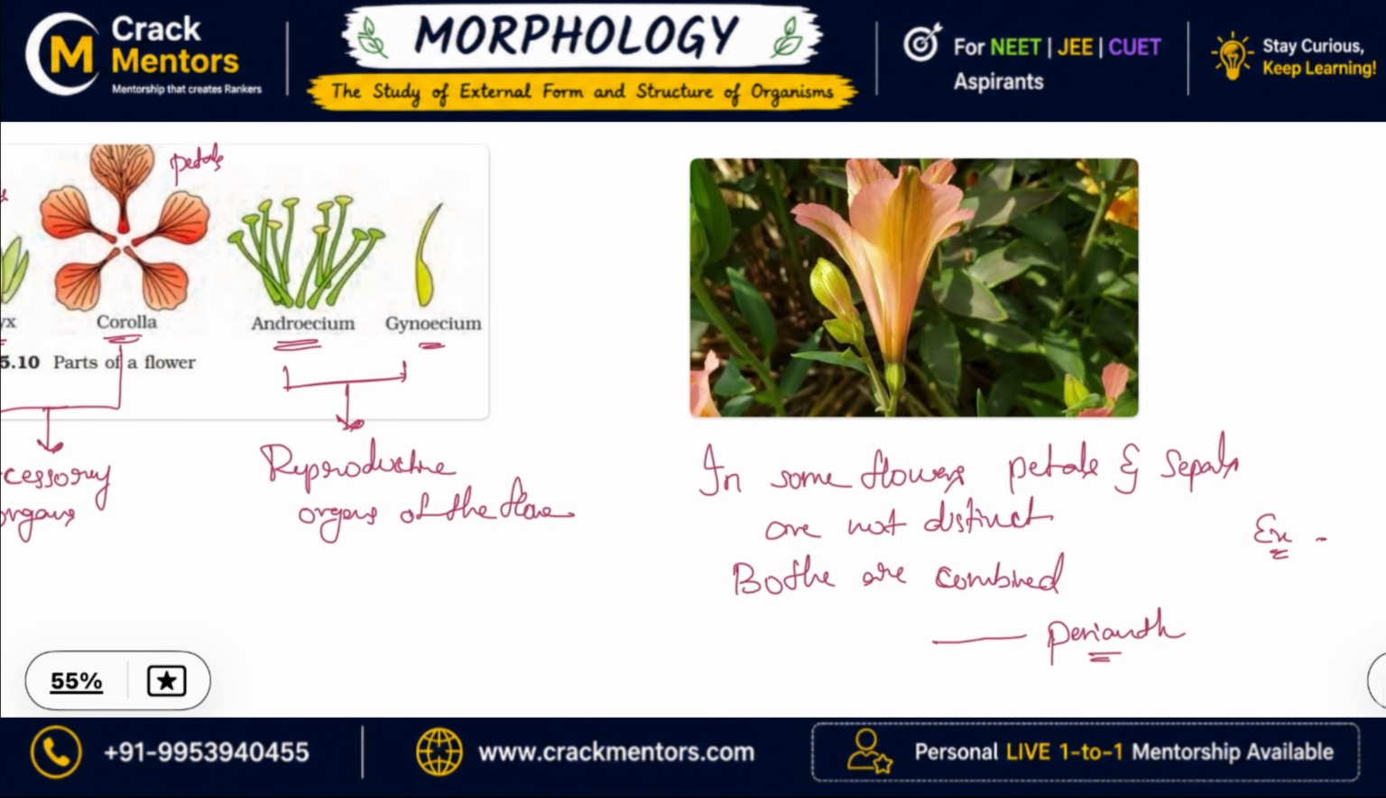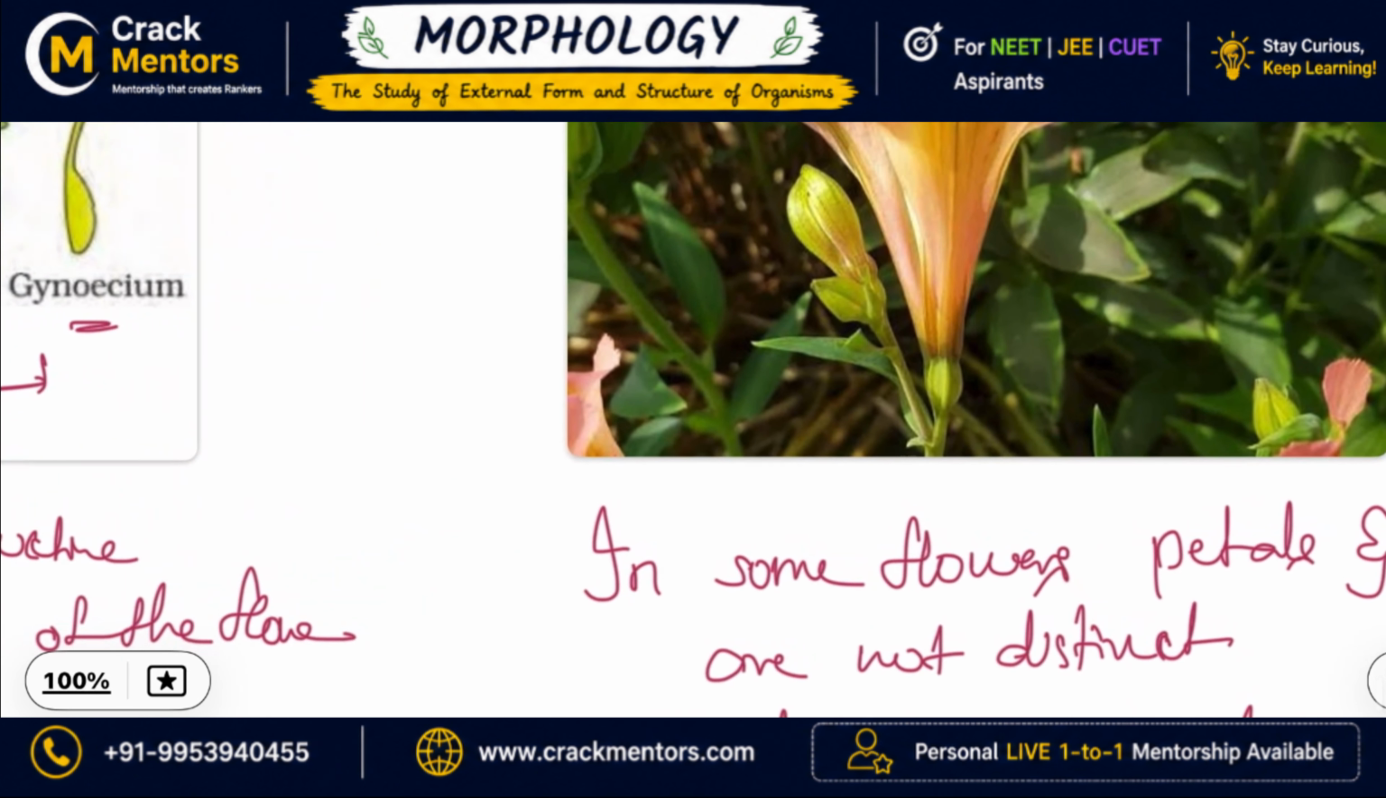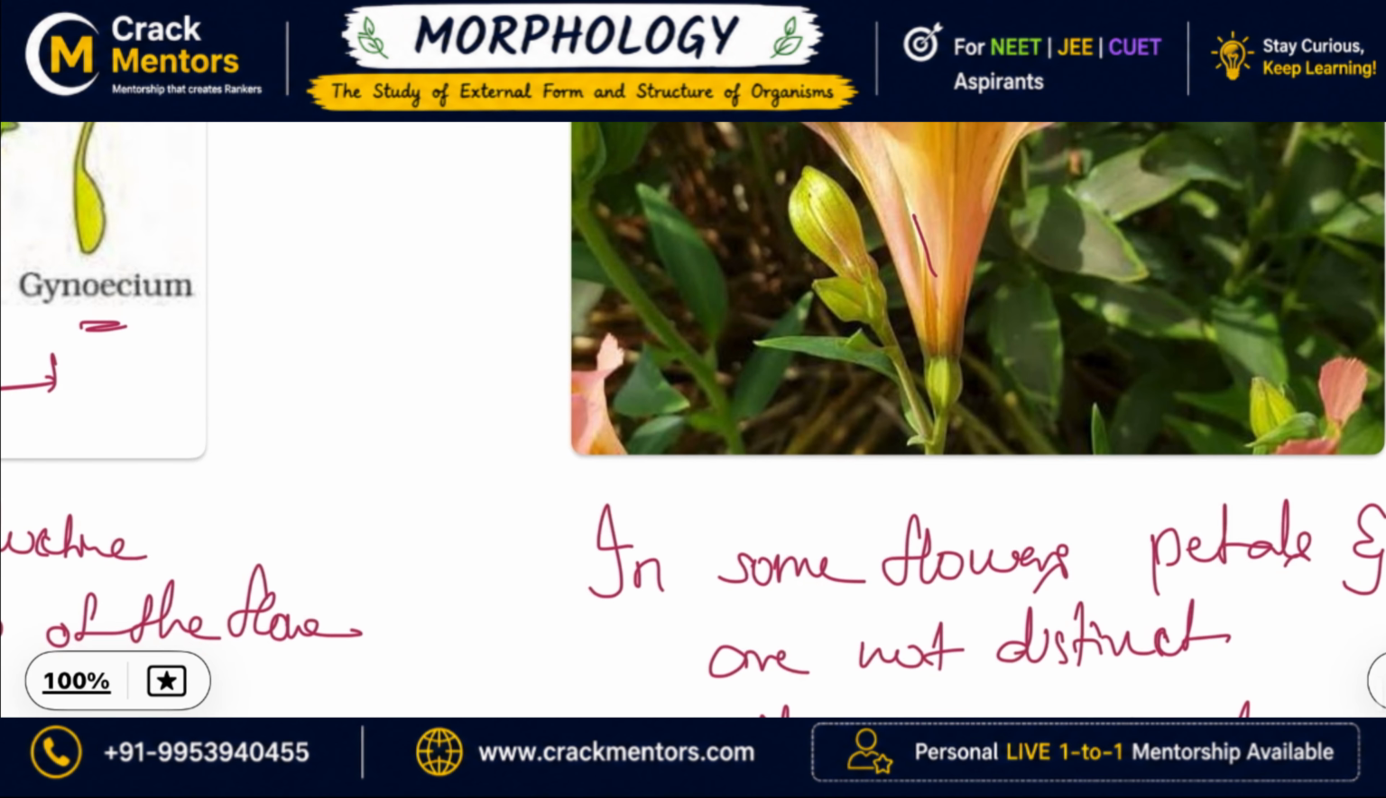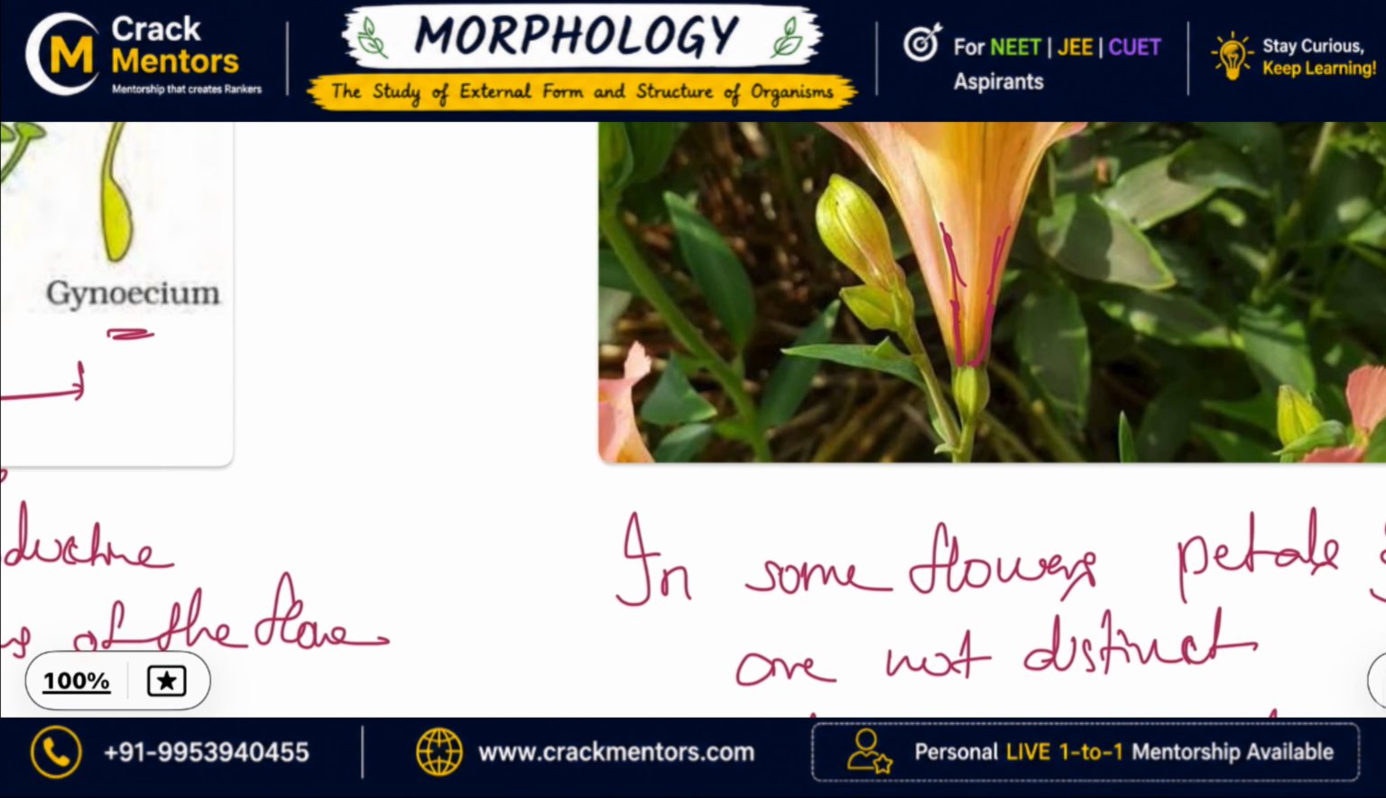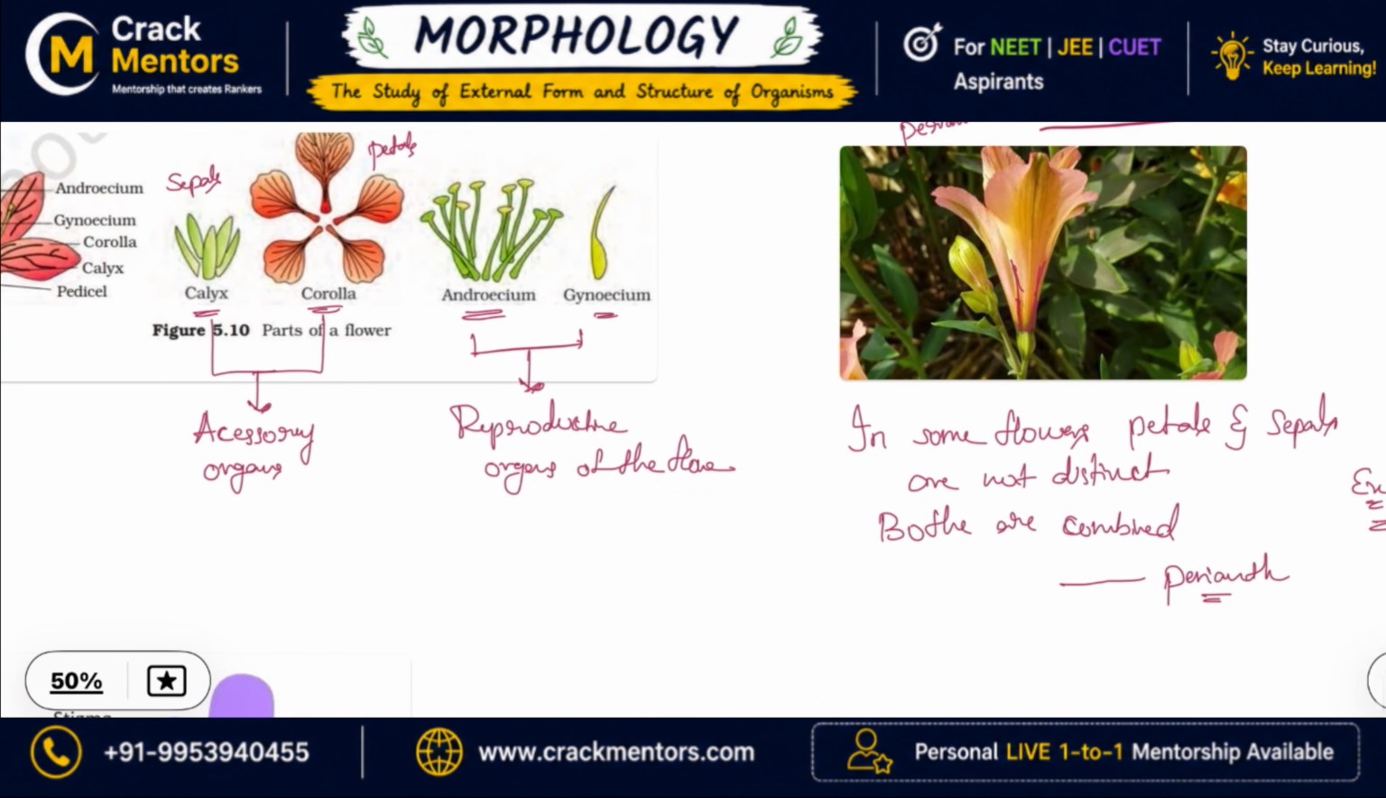Example of flowers with perianth is our lily. You can see in this flower that the petal above is in continuation with the sepal below. So, the petal and sepal are not distinct. So, what is this called? This is called the perianth. So, we have seen the accessory organs, reproductive organs and their functions in a flower. We also discussed the perianth. Let us see how these flowers are classified based on these parts.